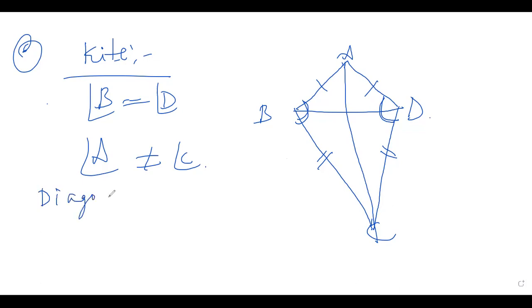Diagonals. See, what angle is this? 90 degrees. Like a rhombus, where the diagonals intersect at 90 degrees, in a kite also the diagonals intersect at 90 degrees, at right angles. So this is about your kite. These two sides are equal and the lower sides are equal. Diagonals bisect at 90 degrees. B is equal to D. A is not equal to C.